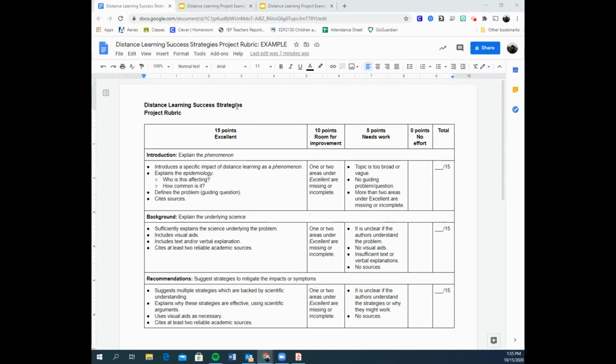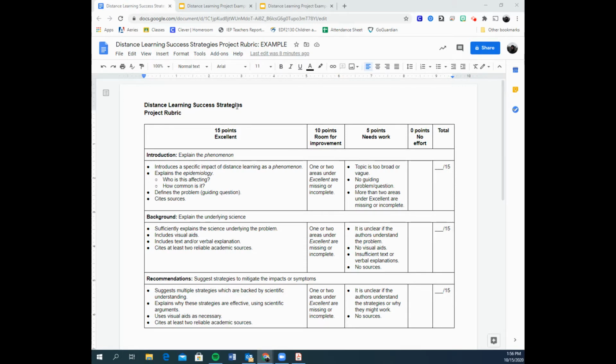Now, whatever version your rough draft is, it needs to meet the same requirements. So whether you're doing a slideshow or a digital story or a poster or an infographic or an animation, no matter what it is, it has to meet the same requirements. Because remember, the objective is to teach other people about your topic, including ways to mitigate some of the effects of being in this different kind of distance learning environment.